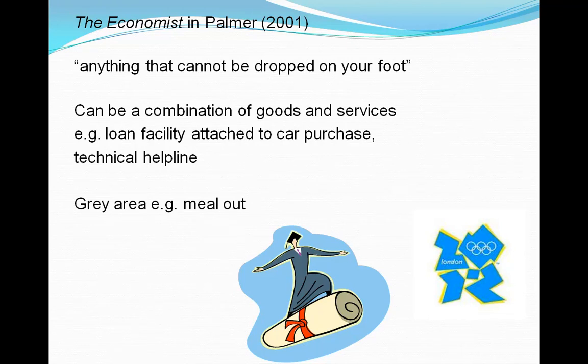But there are obviously grey areas as well. So what is a meal out? Is it a service or is it a product or is it both? Quite a good question. Because if you have a great meal but you don't like the customer service, you don't like your waiter, would you come back? You might have a really bad meal but a good waiter. So is it a product? Is it a service? Because you've got again two elements there.